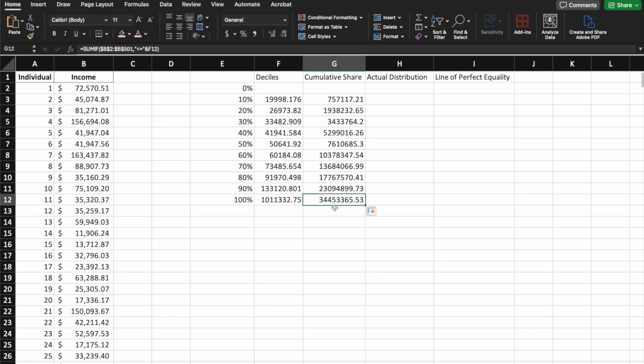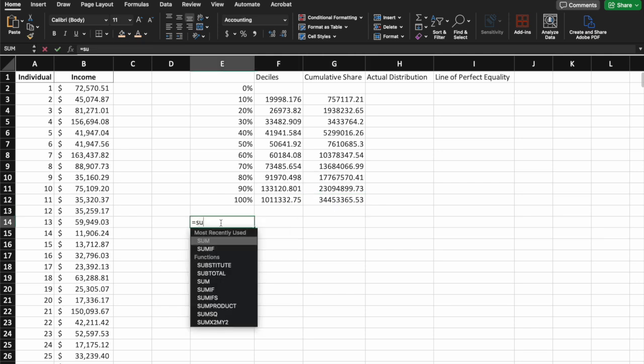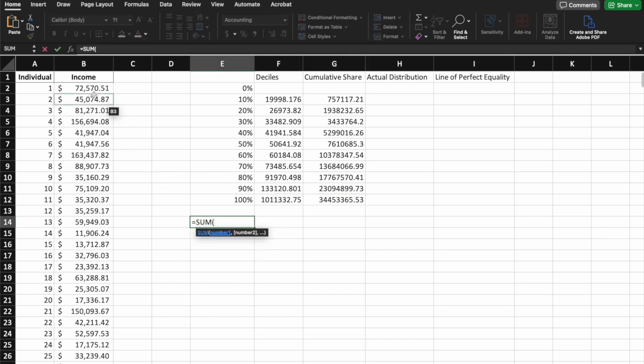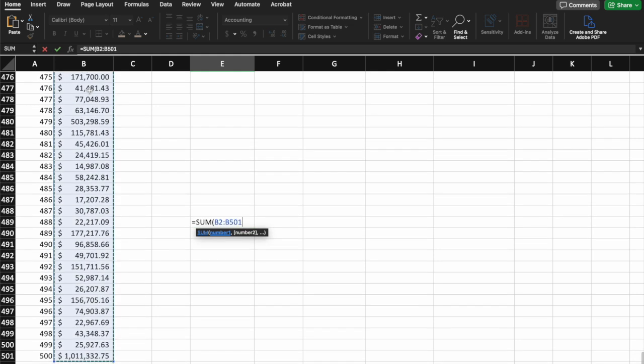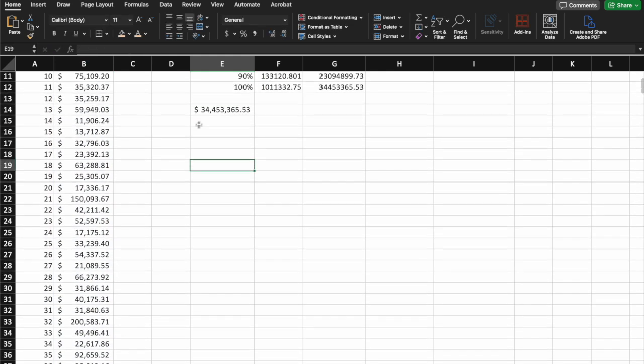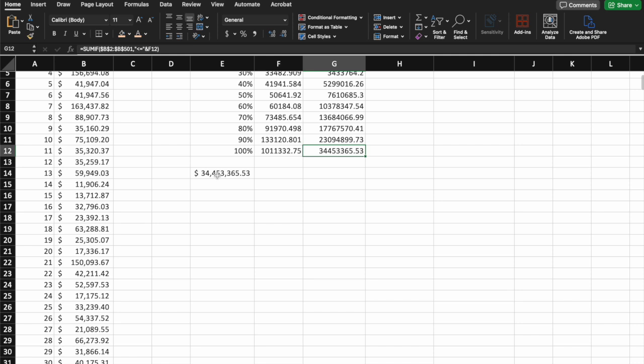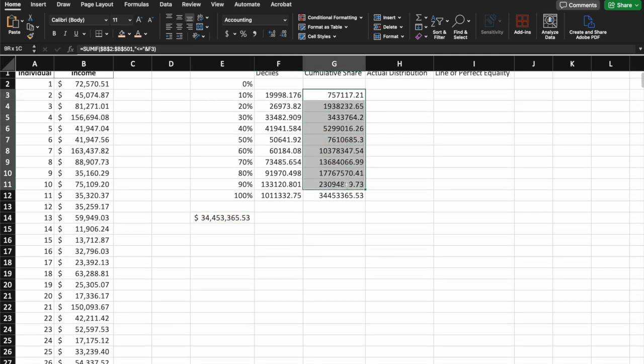Okay. Now, if we've done this correctly, this 100%, because this is a cumulative share, this should be equal to the total in all of the economy. So one way to check that is we can just sum all of these incomes together and see what it gives us. Okay, so we can see that that's equal here. So this worked. This is showing the total amount that each of these deciles have.